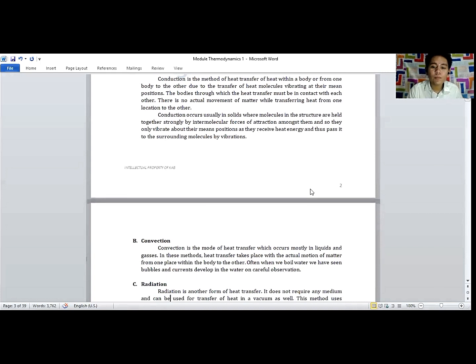Convection is the mode of heat transfer which occurs mostly in liquids and gases. In this method, heat transfer takes place with the actual motion of matter from one place within the body to the other. Often when we boil water, we see bubbles and currents develop in the water. Another good example of convection is the boiling of water. When boiling water, there are two modes of heat transfer. The first mode is conduction, where the flame directly contacts the pot and the pot is heated through the flame. Whereas the water being boiled is not in direct contact with the flame.